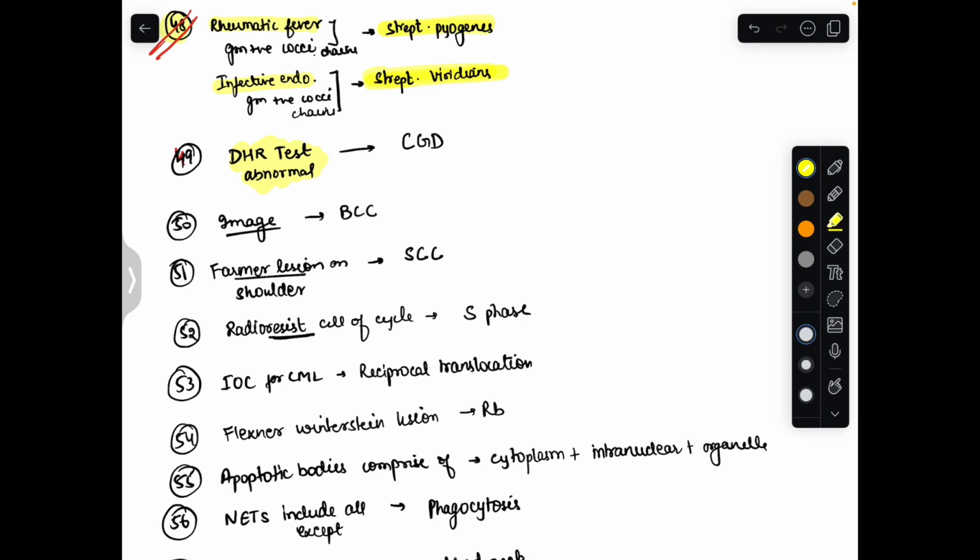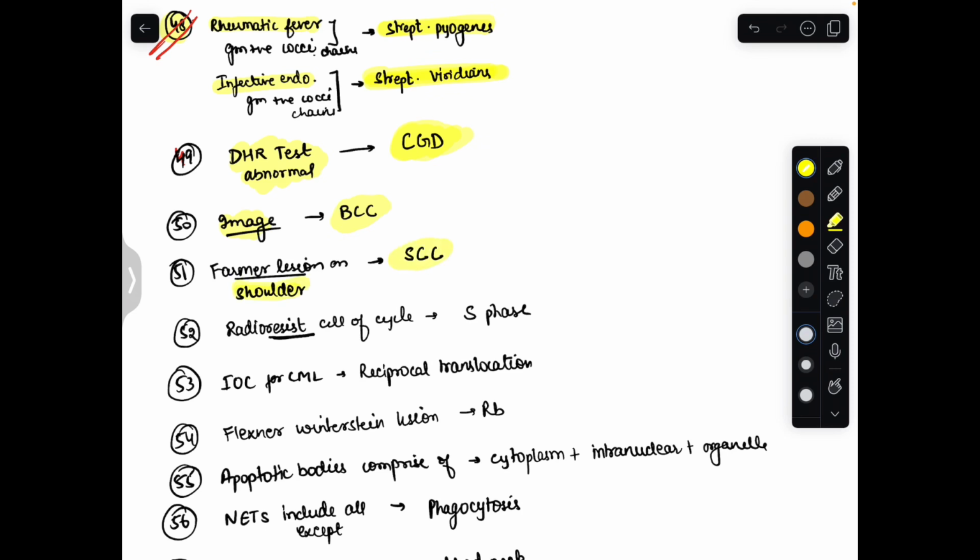Now for the 49th question, DHR test was abnormal in the question. A big question was there, but in the second last line there was written DHR test was abnormal. So for that, the correct answer is CGD because in CGD only DHR test is abnormal and NBT we have to perform. Okay.